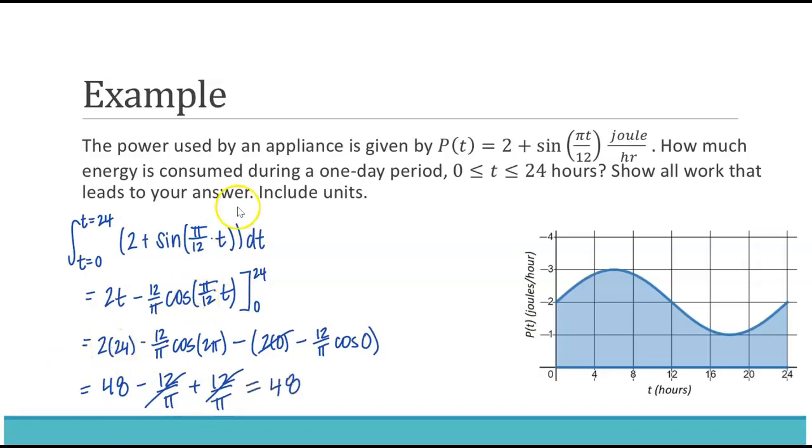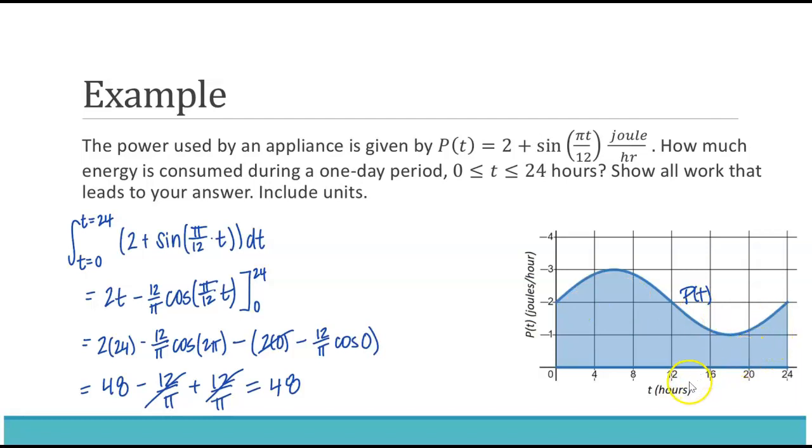All right, well, 48 what? We were supposed to include units in our answer. So what would the units be? Well, here is a graphical representation of the function p of t. And so we just did a definite integral. So we found the area between the function p of t and the t-axis between 0 and 24. So we just found this area here.